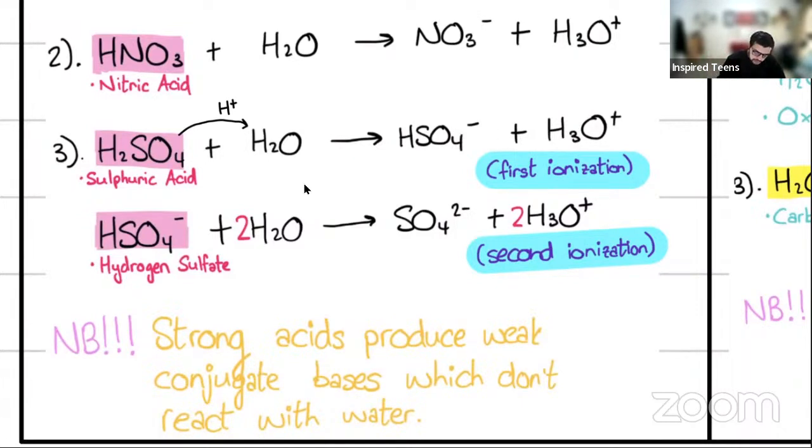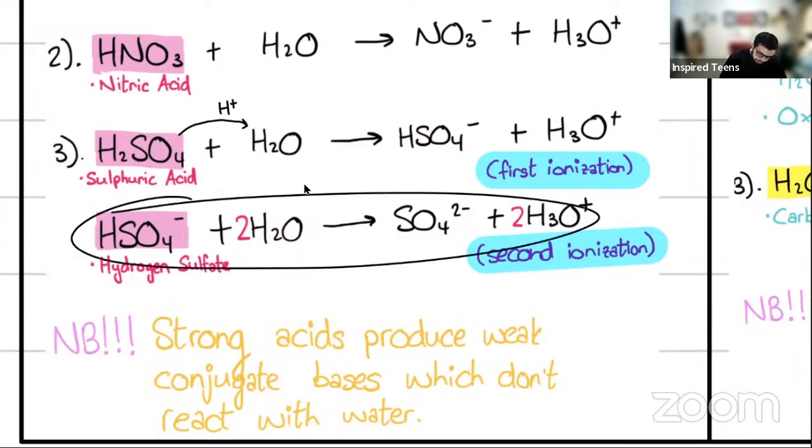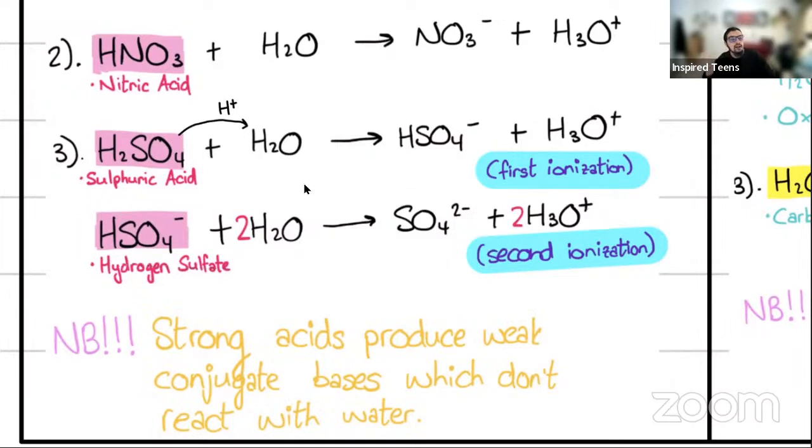It is one minus because it just lost a single hydrogen. And this becomes H3O plus. This is known as the first ionization of H2SO4. However, if we look at what it became, H2SO4 became HSO4 minus. It still has the ability to donate one more hydrogen. That's why HSO4 minus itself undergoes another ionization.